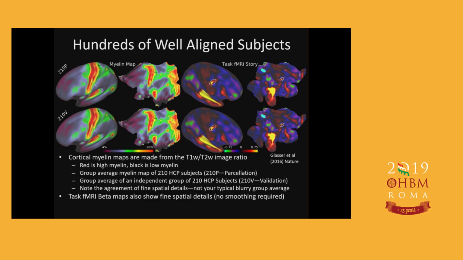Task fMRI maps can show the same fine spatial details if you don't smooth them. Here we have the same group average maps for a story task, and we can see this little hotspot here. We'll talk more about this area 55B in later slides, but it's very highly reproducible. And these correlations, these group maps across these 2 independent groups of subjects are really, really high. They're quite close to 1 for myelin, task, and resting state, even though I don't show it.